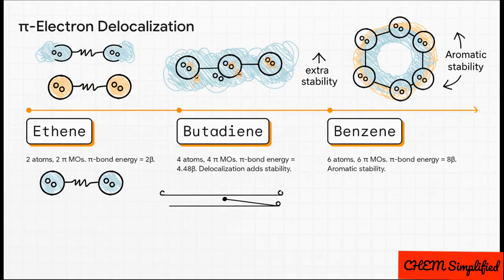In ethene, 2 p orbitals make 2 pi MOs. In butadiene, 4 p orbitals make 4 pi MOs. You see the trend here, right? As the system gets bigger, the electrons can spread out, or delocalize, even more. And spreading out like that leads to extra stability. Butadiene is more stable than just having 2 separate double bonds.